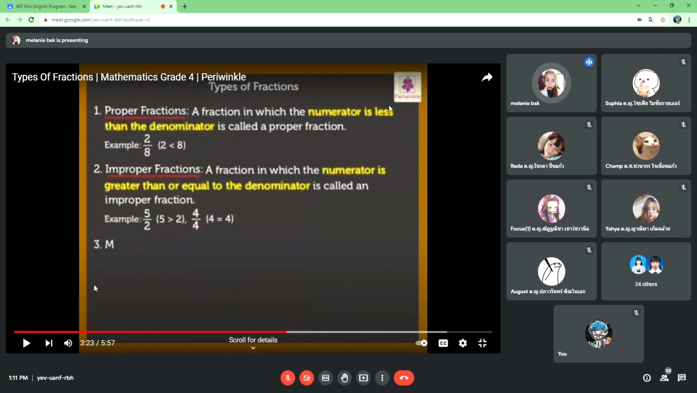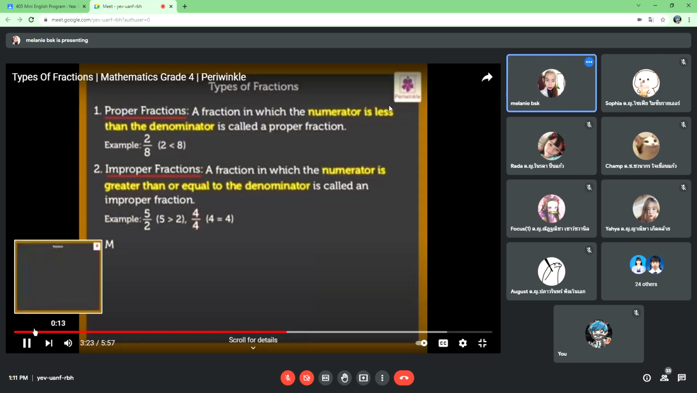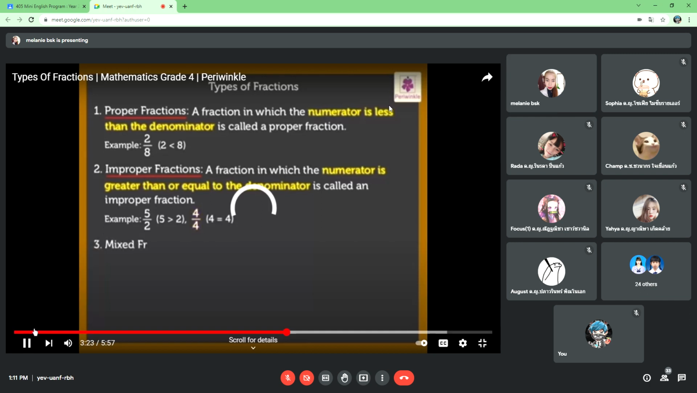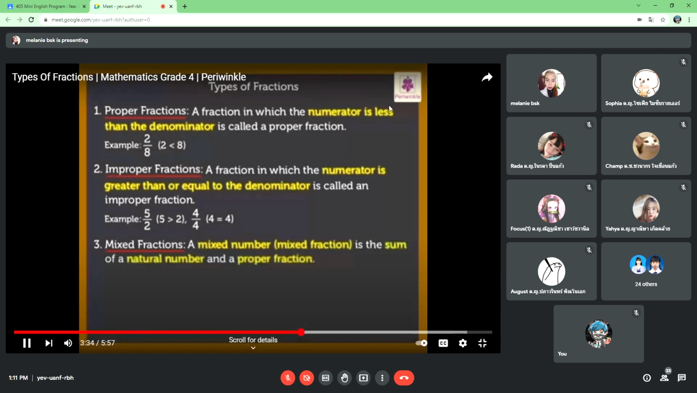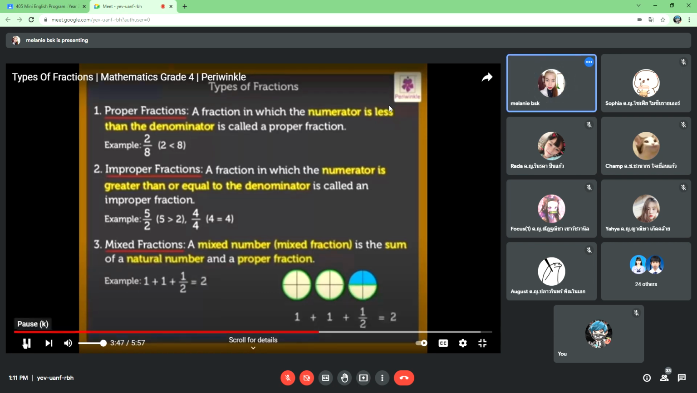Okay. Now we're going to have mixed fractions. A mixed number, also called a mixed fraction, is the sum of a natural number and a proper fraction. Look at the 3 circles. The first and second circles are completely colored and half of the third circle is colored. When added together, we get 2 and a half. This 2 and a half represents a mixed number. Here, number 2 is the natural number and half is the fraction.